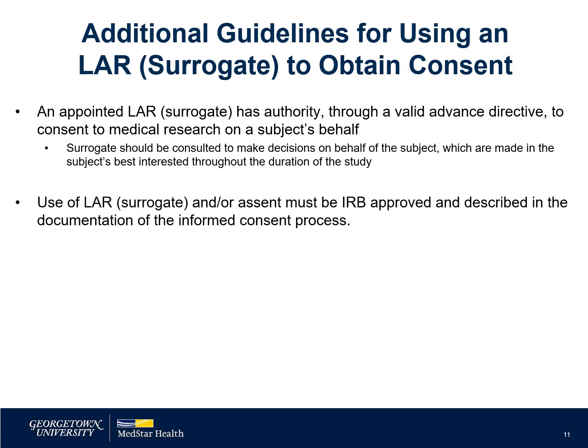The use of a legally authorized representative or surrogate for obtaining consent and, if assent is utilized, must be described in the documentation of the informed consent process and approved by the IRB of record.